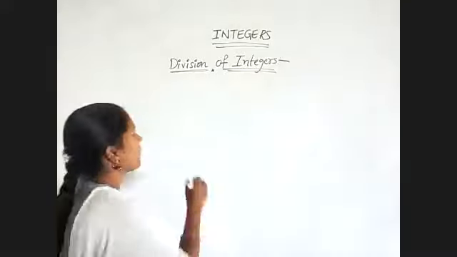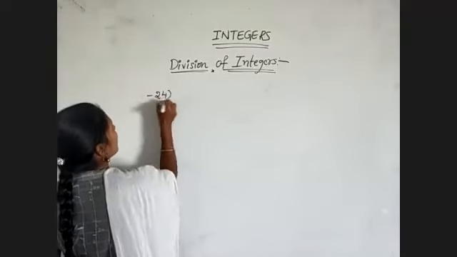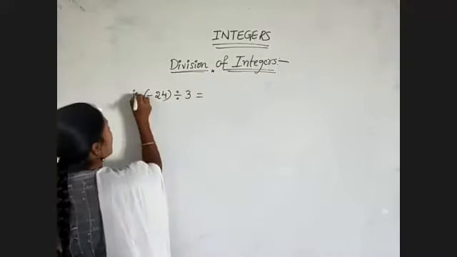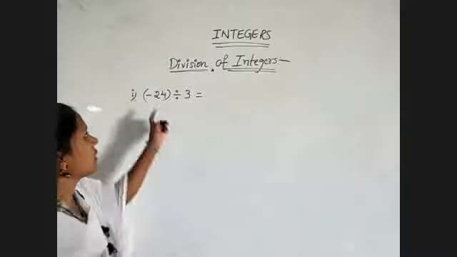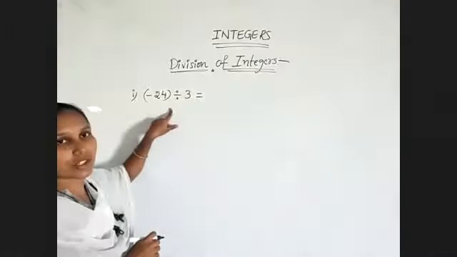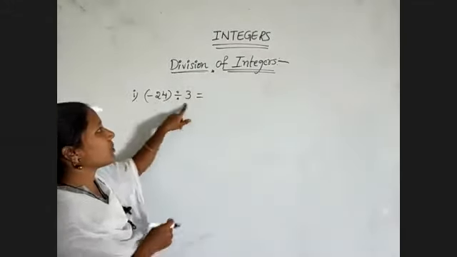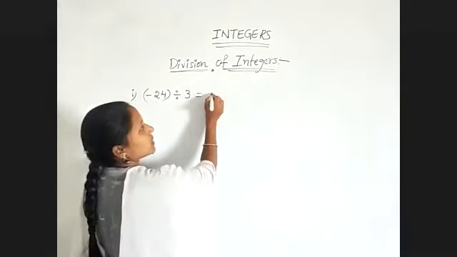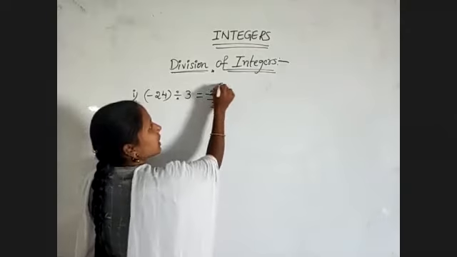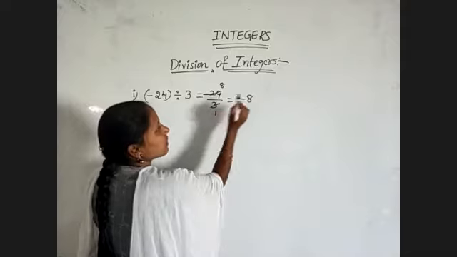If I am given minus 24 divided by 3, a division statement, and I want to get the answer, first divide the numbers as usual, like normal division. So 24 by 3, 3 eights are 24. Minus 24 by 3, 3 eights are 24, that is equal to 8. But here there is a minus, that's why we will get minus.